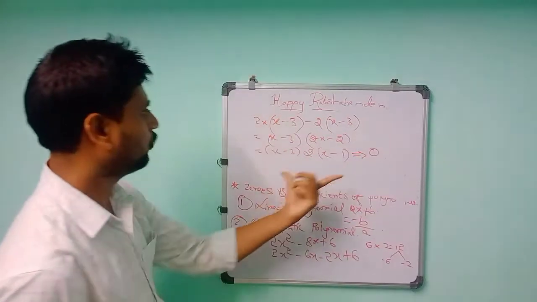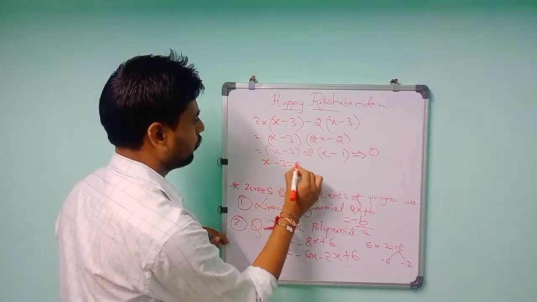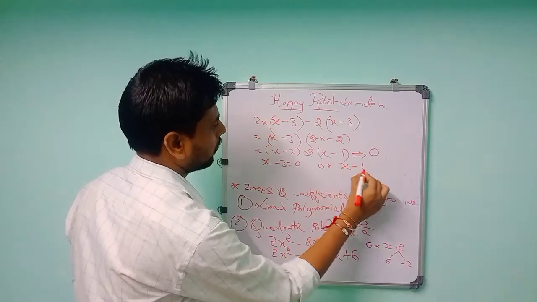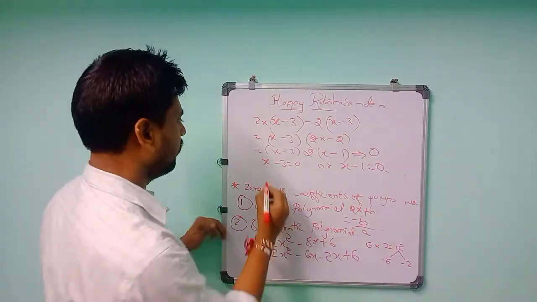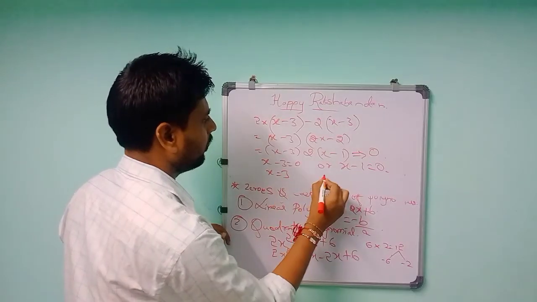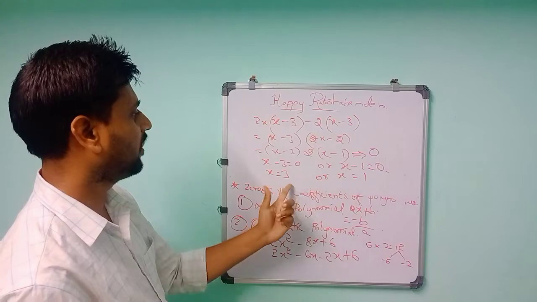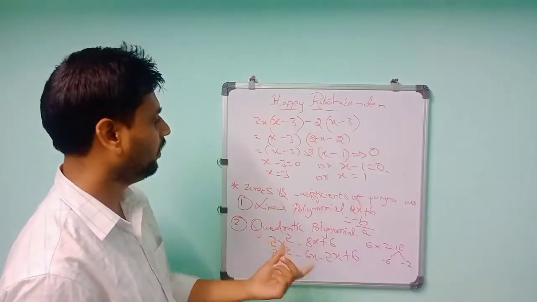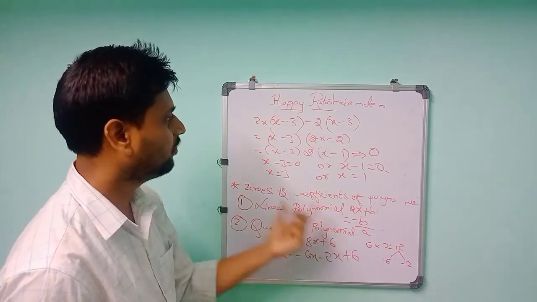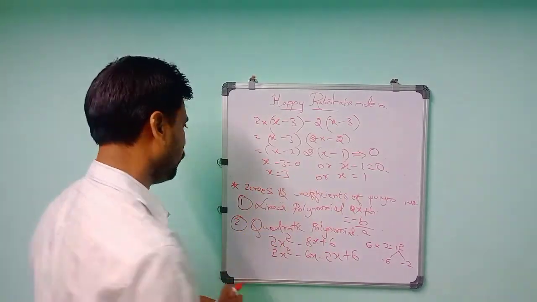So there are two terms here: x minus 3 is equal to 0 or x minus 1 is equal to 0. So it is satisfying the zeros of the polynomial. So x is equal to 3 or x is equal to 1. These are the zeros of the polynomial. At the points 3 and 1, the value of the equation 2x square minus 8x plus 6 is 0. So 3 and 1 are the zeros of the polynomial.